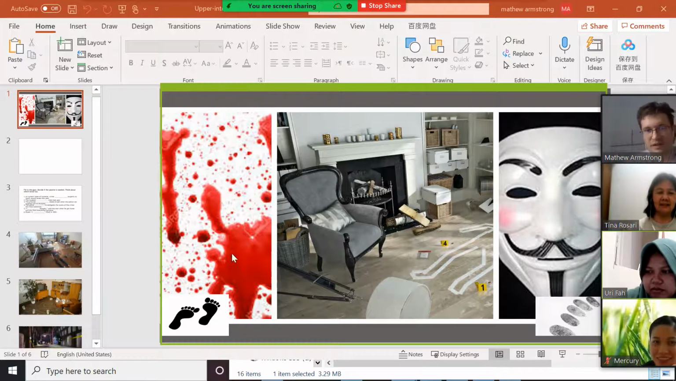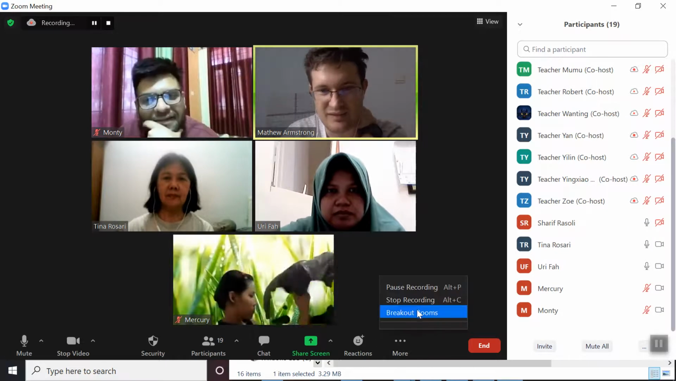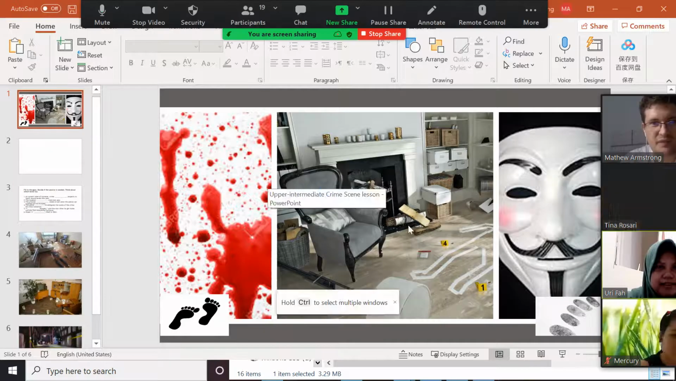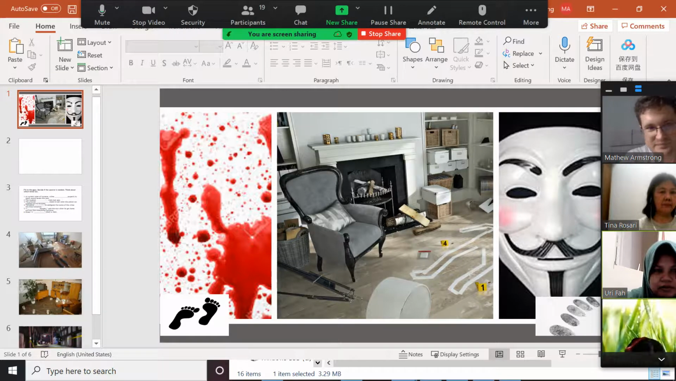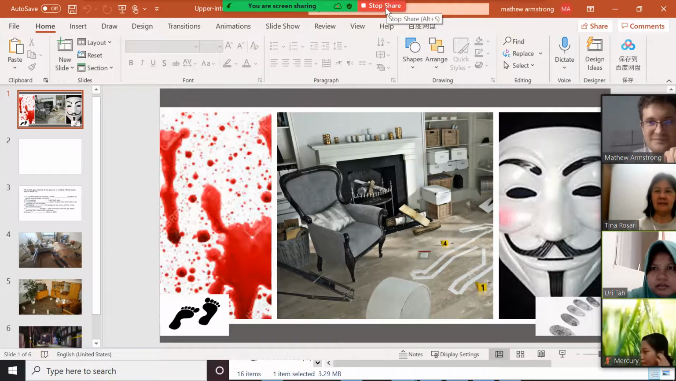Okay, so here we've got four pictures of the crime scene. We'll now go into breakout rooms. In the breakout rooms, can you describe the crime scene to each other? You guys are like police officers. We'll have about 4 minutes to describe. Did you take a screenshot or do you have the picture? Take a screenshot if you don't have the picture. Okay, 3, 2, 1.